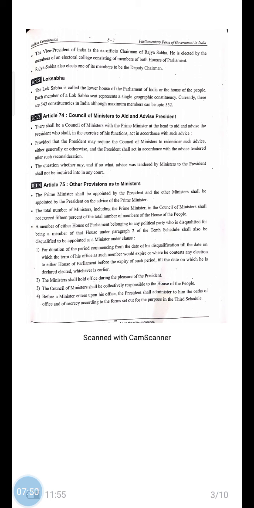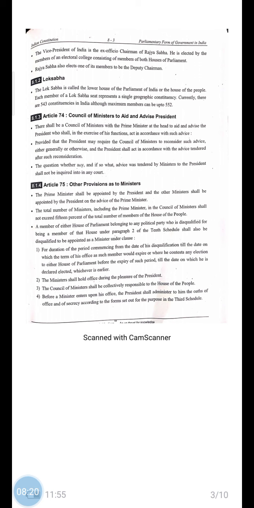So the Lok Sabha is called the lower house of the Parliament of India or the House of the People. So each member of the Lok Sabha sits and represents a single geographical constituency, and currently there are 543 constituencies in India, although the maximum membership is up to 552. કે લોકસભા જે છે એમાં 552 મેમ્બર્સ જે છે હોવા જોઈએ, અને જે રાજ્યસભા છે એમાં 250.